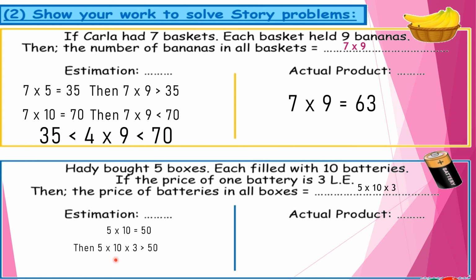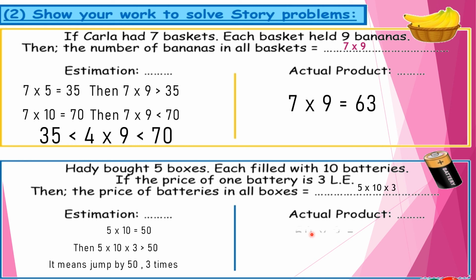And 5 by 10 by 3 must be greater than 50, because I know 5 by 10 is 50, and when I multiply it by 3, it must be greater than 50. So I don't know the product of 5 by 10 by 3, but I know that it's going to be greater than 50. So I will jump by 50 three times. It will give me the actual product. I think it's going to be 150.